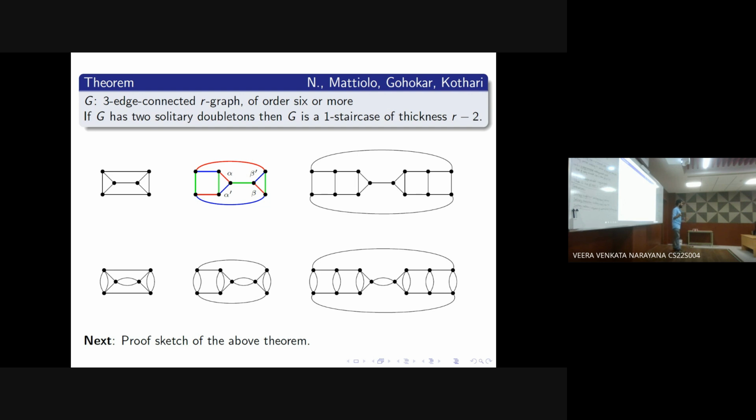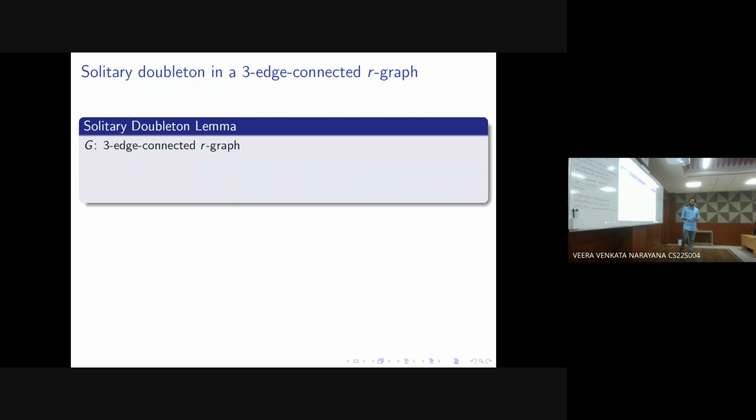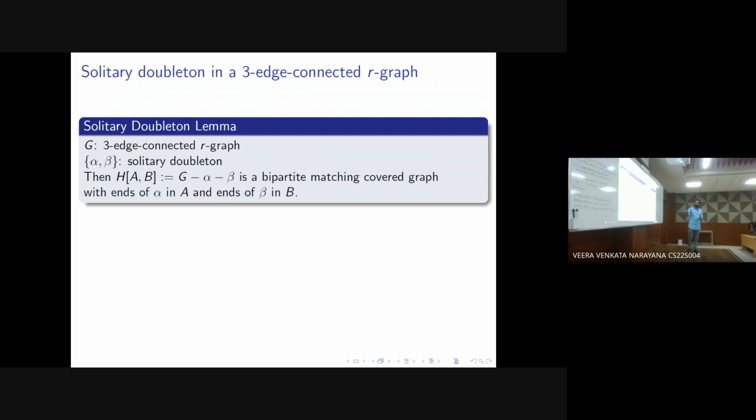Okay, let's see the required stuff. As a first step, we proved the following. If you take any 3-edge connected R graph that has a solitary doubleton, then G minus that solitary doubleton's edges is a bipartite matching cover graph, such that the ends of alpha lie in one color class and the ends of beta lie in the other color class. To put it simply, if you take any 3-edge connected R graph with the solitary doubleton alpha beta, the moment you remove alpha and beta from the graph, it's a bipartite matching cover graph.